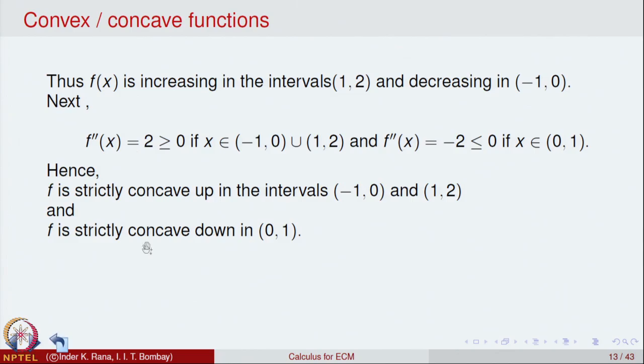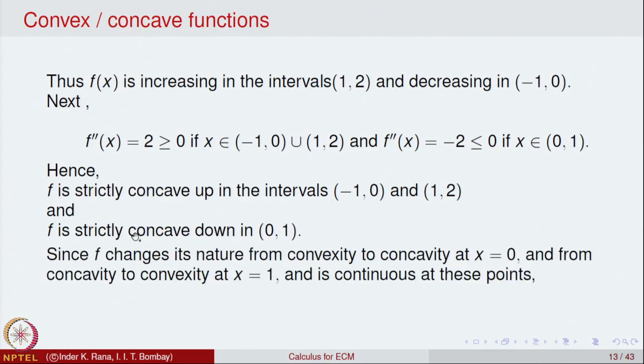So, once that is done, we can also look at strictly concave up in this portion, on the left of 0 and on the right of 1. So, it is changing its nature from strict convexity to concavity at 0 and from concavity to convexity at x is equal to 1, and it is also continuous at these points. So, these are the points of inflection. So, f has points of inflection at 0 and 1. So, all this data can be combined together to plot a graph of the function.